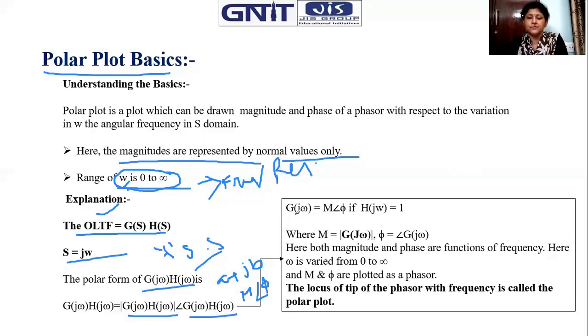Okay. Now what is G(j omega)? That will be in M phi form, that I have already given that concept. Now M is depending on omega as well as phi is depending on omega. That's why it is frequency response. We are analyzing frequency response.